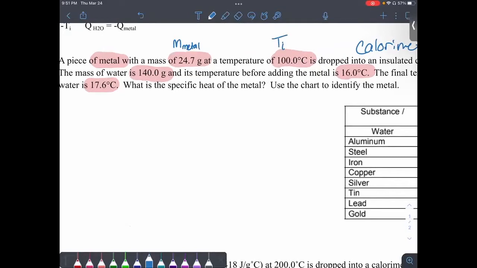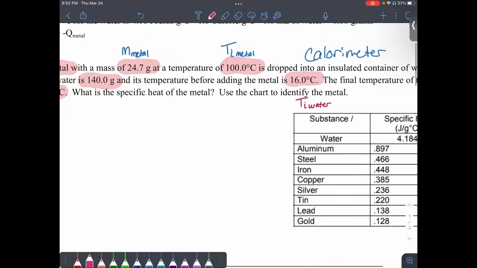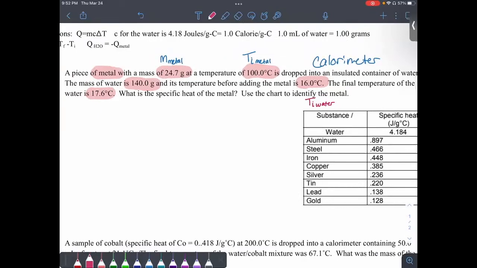So this is going to be Ti of the metal. Okay, we were given the initial temperature of the water. I'm going to do that in a different color just to keep them separate, so let's do that in pink, just so we remember there's a difference. All right, then we have the mass of the water, which is the 140. I'll write mass, or m, of water. And then we were given the final temperature, and I'm going to write that in purple, for two reasons, both of which are going to be equal to each other.